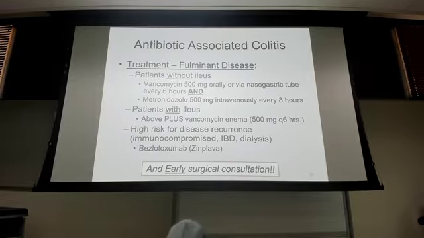So fulminant disease. If they have ileus, we're going to treat it one way. If they don't have ileus, we'll treat it another way. So if it's fulminant disease, no ileus, vancomycin 500 orally or via NG every 6 hours, and the metronidazole 500 milligrams IV every 8. So know the dosages and know the routes. If they do have ileus, you do what's above as far as without ileus, plus a vancomycin enema, 500 milligrams every 6 hours.